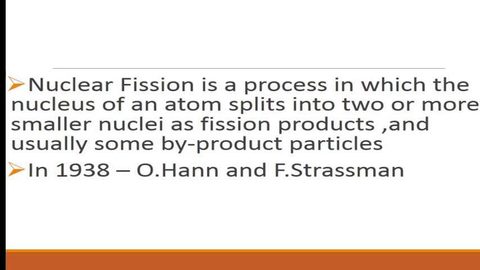It is a process in which the nucleus of an atom splits into two or more smaller nuclei along with some byproduct particles. You can simply say nuclear fission is the splitting of a heavier nucleus into lighter nuclei. So a heavier nucleus is split into lighter nuclei.